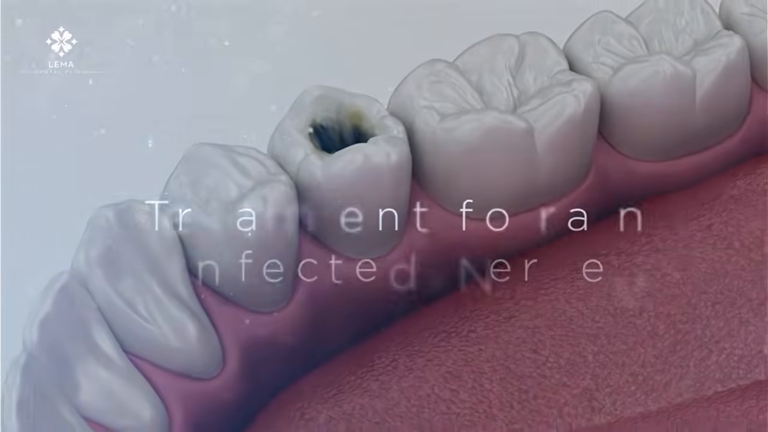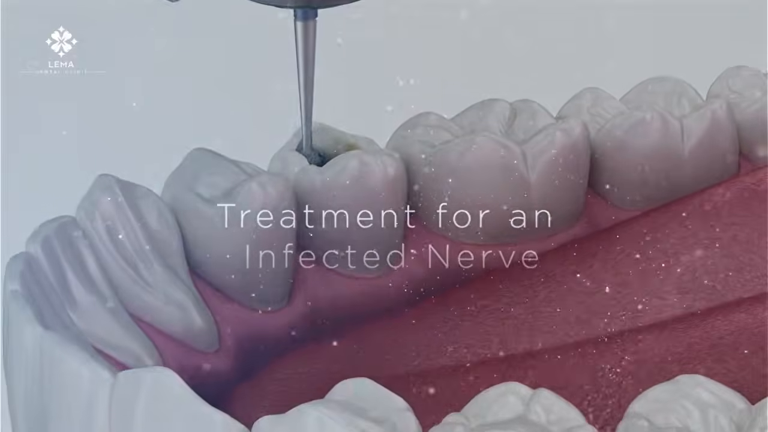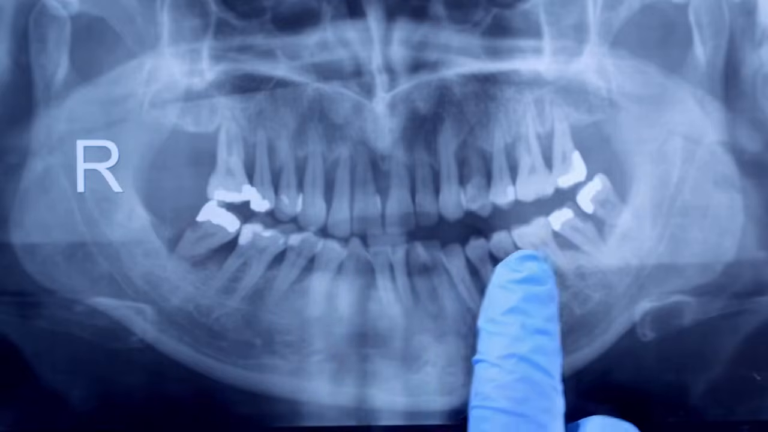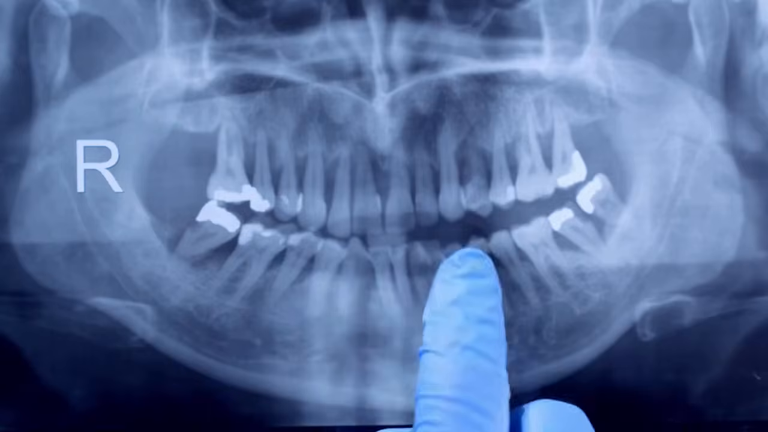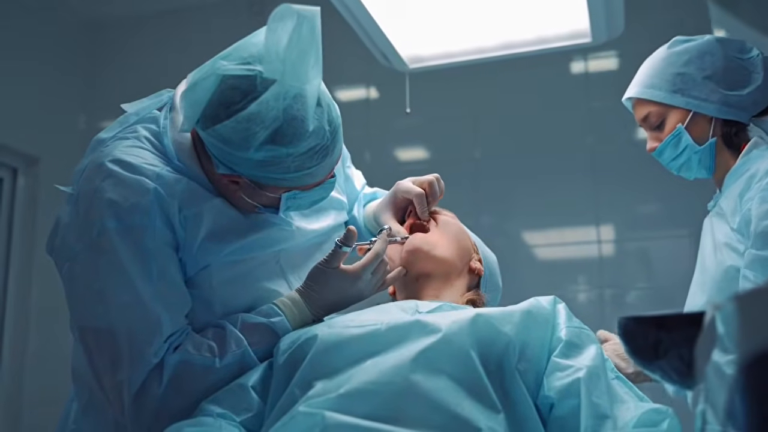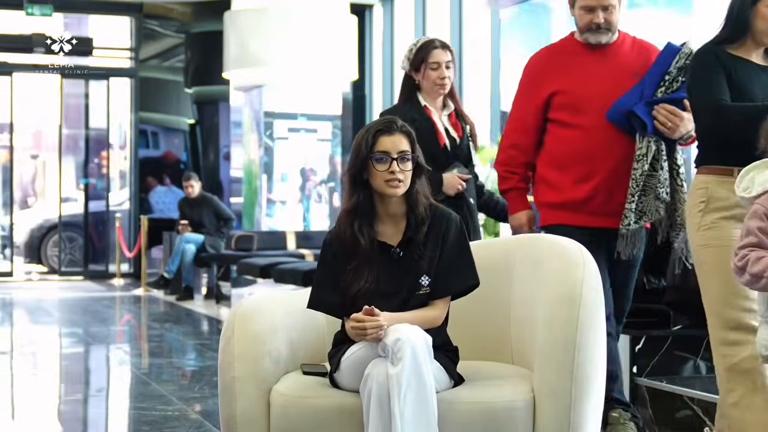The treatment of an infected nerve. Once your dentist confirms that you have a root canal infected nerve, the recommended treatment is typically a root canal procedure. Here's what happens during the treatment. A diagnosis and x-ray. Your dentist will take x-rays to assess the extent of the infection and evaluate the tooth structure. Anesthesia. Local anesthesia will be administered to numb the affected areas and ensure that you are comfortable during the procedure.